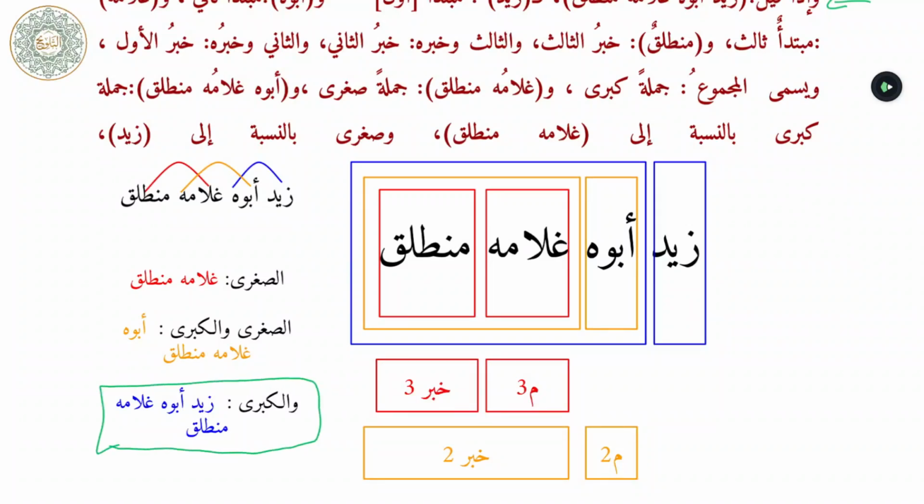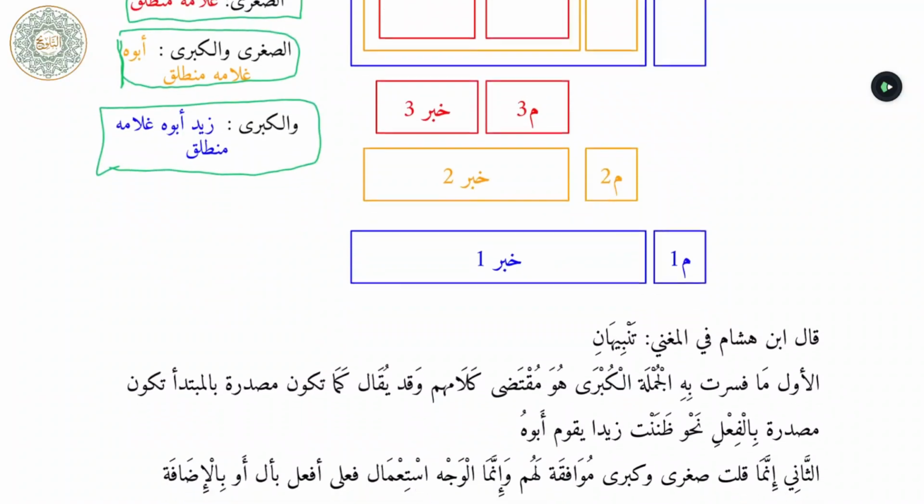And then within that, غلامه منطلق is playing a role in a bigger sentence. Therefore, it is صغرى. وغلامه منطلق جملة صغرى. And then أبوه غلامه منطلق, this is what we call ذات الوجهين. It's playing two roles. On one hand, it's playing a role in the bigger structure, زيد أبوه غلامه منطلق. On the other hand, it itself has a smaller structure, غلامه منطلق, inside it. So we say وأبوه غلامه منطلق جملة كبرى بالنسبة إلى غلامه منطلق. In relation to the smaller structure, غلامه منطلق, it's جملة كبرى. But وصغرى بالنسبة إلى زيد, in relation to the earlier mubtada, it is a جملة صغرى.